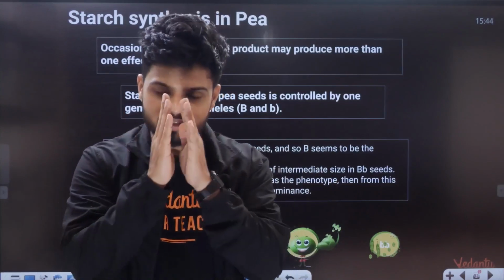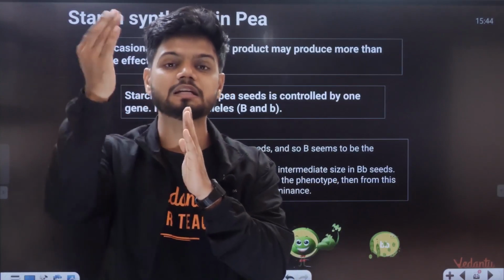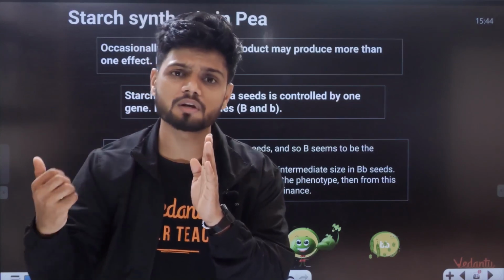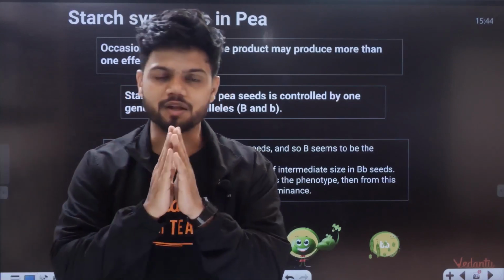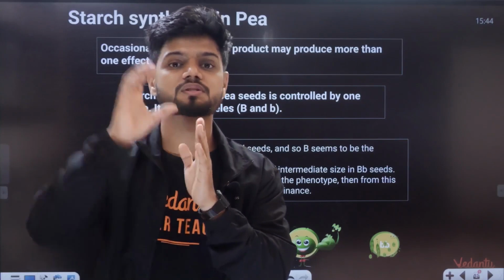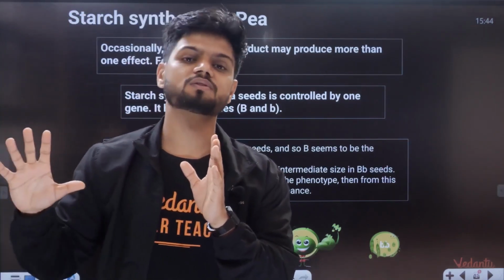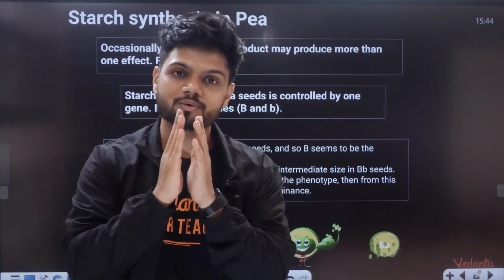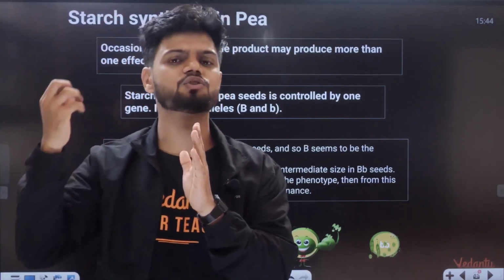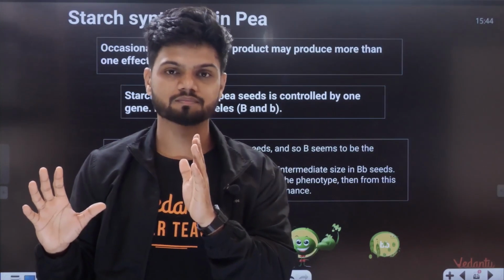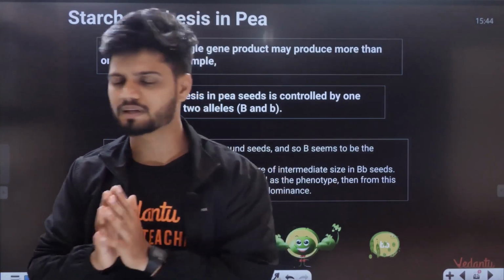Similarly, when one gene is producing multiple phenotypes, it doesn't mean that it is going to produce a dominant phenotype all the time. One gene can produce a dominant phenotype for seed shape, but it doesn't mean it will produce starch at the same time. Like how I told you, one student can be good at studies, it doesn't mean that he should be good at sports also at the same time. So that is the example here.